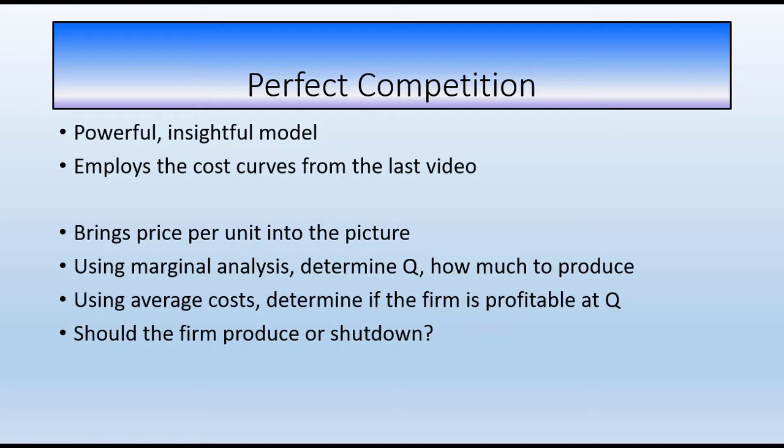Now, towards the end of the last video where I covered production costs and then I talked about a supply curve, this video brings price into the picture. I only discussed it a little bit at the end of the production cost video, but now it's a central point in this video. So price comes into the picture. We'll use marginal analysis to determine Q, the quantity of output that a firm must produce to be efficient and to optimize. And then the question is, well, at that Q, are we profitable or are we not?